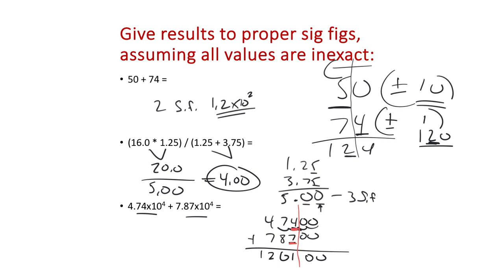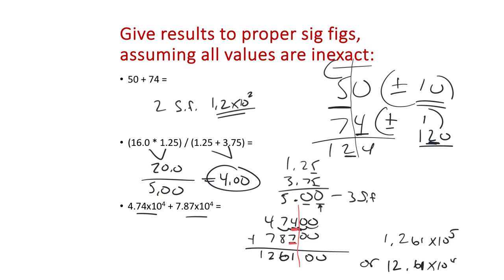So I get 1261. And so if I'm reporting that in scientific notation, I'll go 1.261 times 10 to the 5. Now I could do it this way too, 12.61 times 10 to the 4.